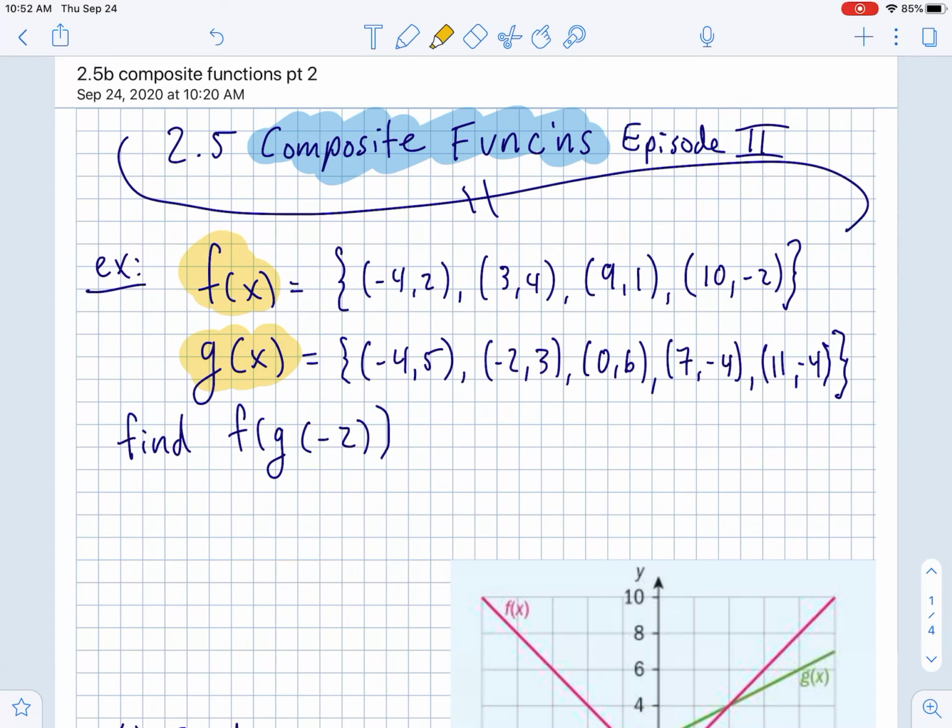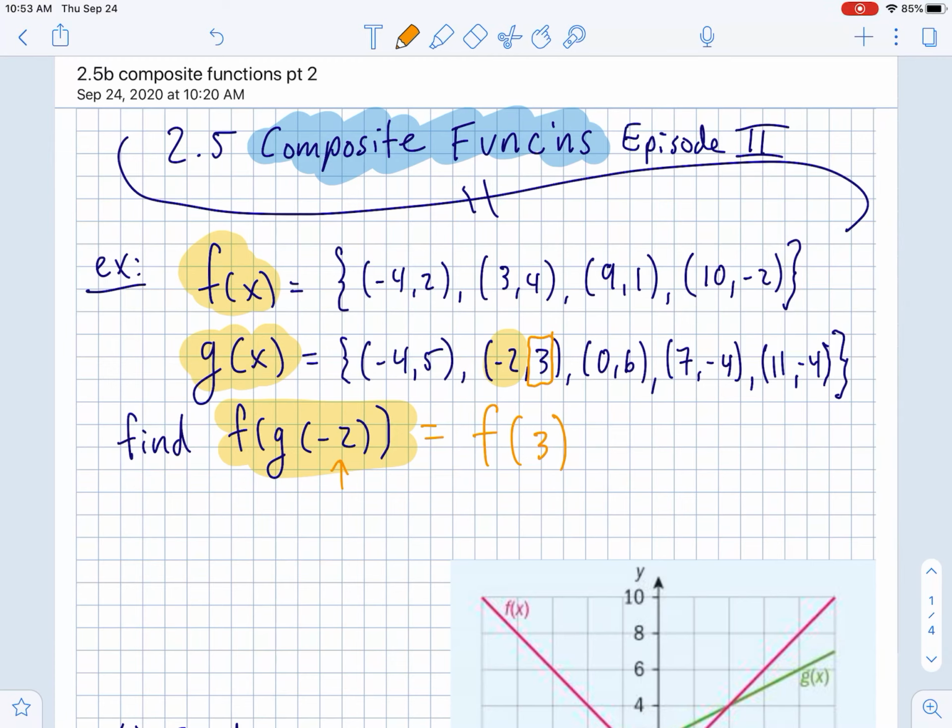Then they ask us to find f of g of negative 2. The first thing you need to think is that a negative 2 is getting inputted into the g function. So if you find where negative 2 is in the g function right here, that means if you input a negative 2, you will get an output of positive 3. So another way to view this is that you are trying to find f of positive 3.